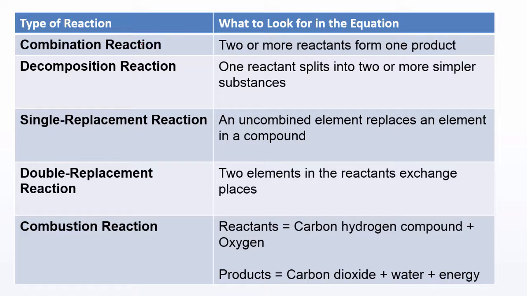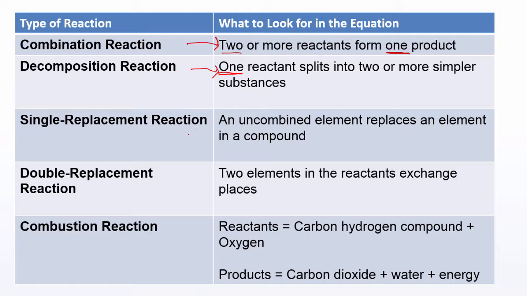So the first one is a combination reaction, and this should be familiar to you. What you're looking for here is two or more reactants that are forming one product. So these are the numbers that are important. The next one is a decomposition reaction, and this is basically the opposite of a combination. So you're looking for one reactant and then it's splitting into two or more simpler substances.